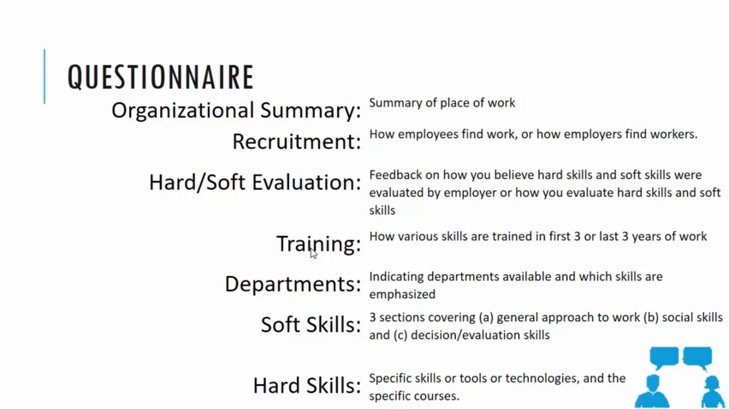Now, the soft skills are grouped into three categories: your general approach to work, your social skills, and your decision-making or evaluation skills. And your hard skills concern specific tools, technologies, programming languages, and as many courses as we can think of. And if we haven't thought of something, you can make notes and the person interviewing will take them down. So what we are hoping is, if we have a good view of all of these, specific to our scenario, that's the university we are in, the courses we have, we will be better able to teach and learn.